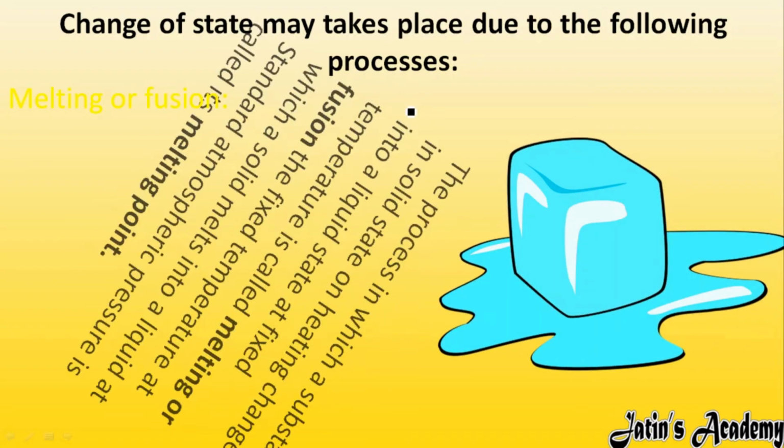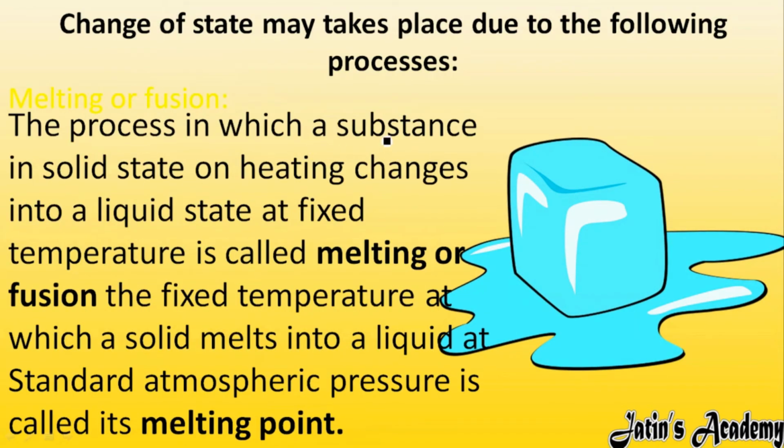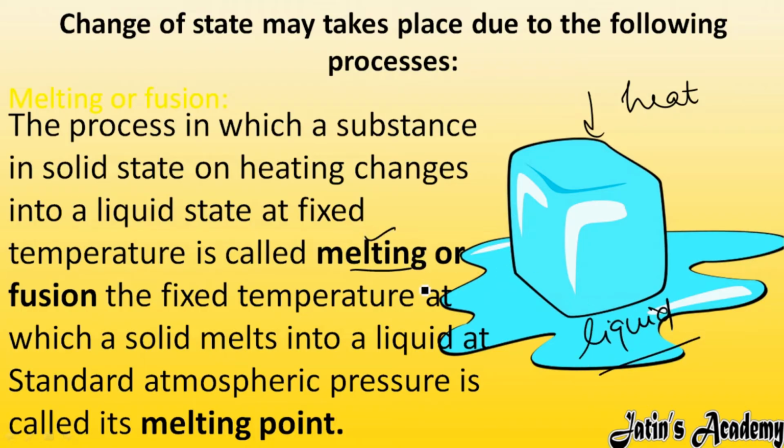So first we have the process in which a substance in solid state on heating changes to the liquid state. So the first method is melting or fusion. What do you mean by melting? It is a process in which a solid, when you heat this solid, this ice, converts into a liquid state by the heat. This process is known as melting.